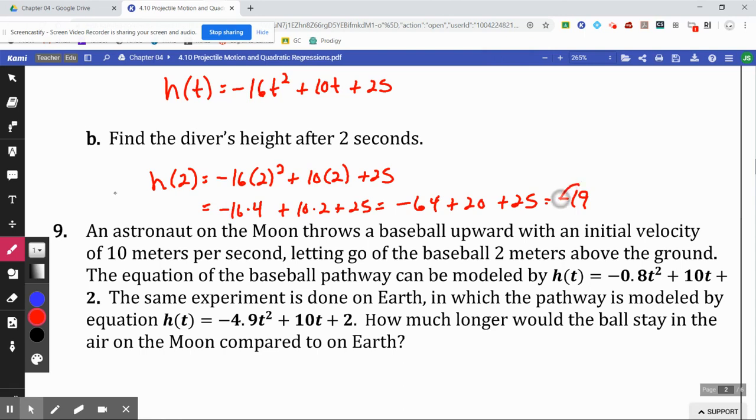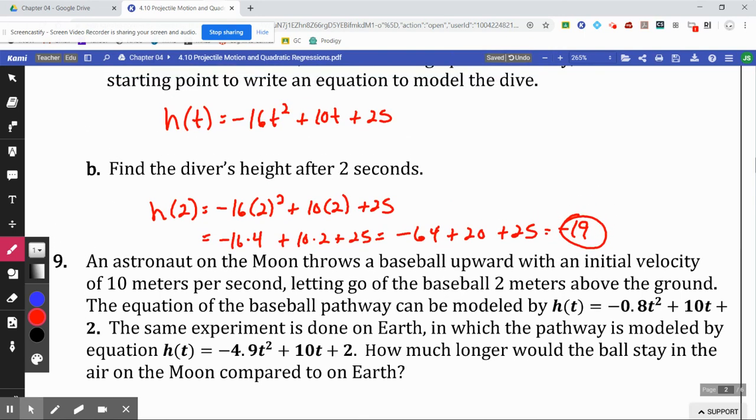And that's odd. How would you have a height of negative 19? What does that mean about our formula here? If he's below the ground, well, that means he's already hit the water. So that's probably beyond my domain. 2 seconds, it probably didn't take him quite 2 seconds to hit the water. So that was probably going to be outside of my domain.